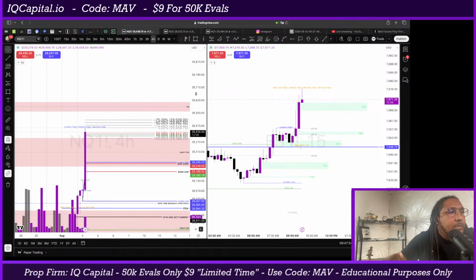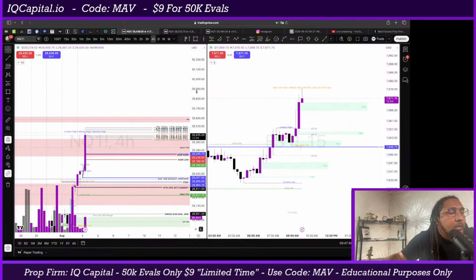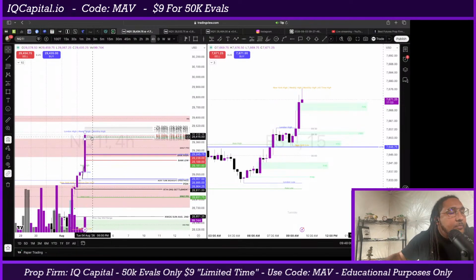We got about 12 minutes before we hit this new 4-hour candle. Will we pop into this 4-hour inefficiency, then see a pullback possible? Let's see.